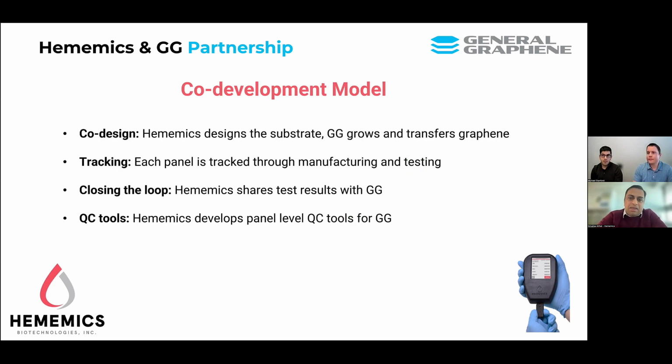Next one. So how do we work with General Graphene? They have been a close collaborator for a while now. We developed the substrate onto which the graphene is transferred. General Graphene grows the graphene and transfers it onto the substrate. When we develop the tests in a panel, our typical sensor panel has 24 or 32 sensors. We send this panel to General Graphene, they transfer the graphene for us, it comes back to us, and we do the rest of the processing in-house.